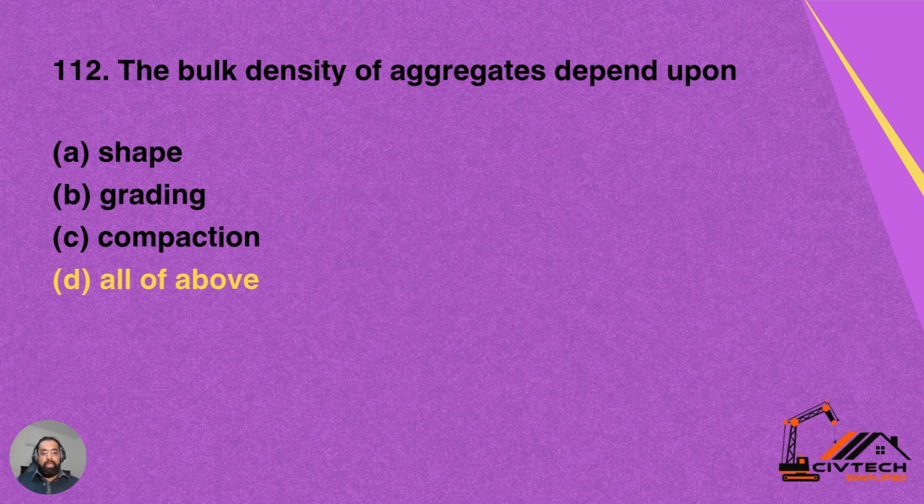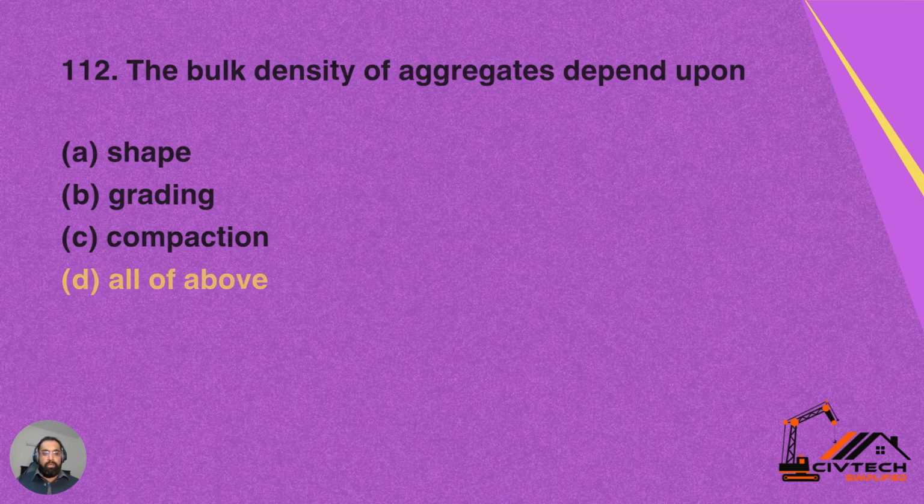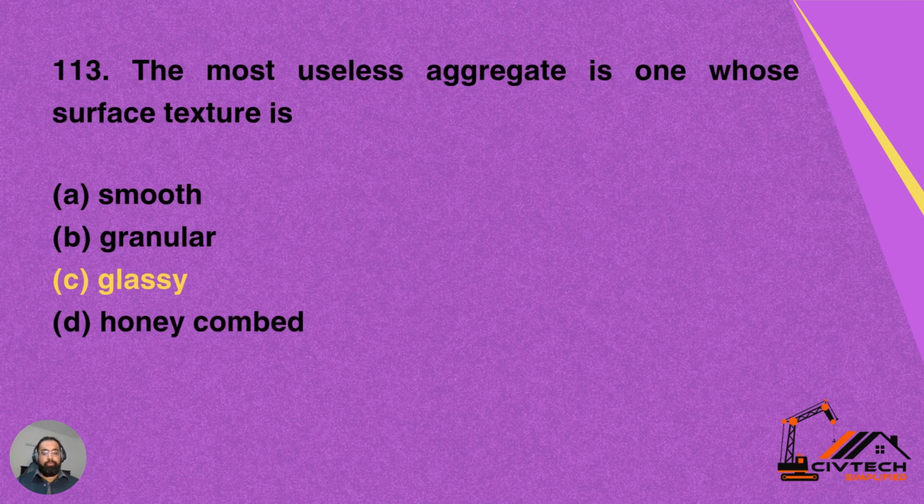Question number 112. The bulk density of aggregates depends upon option A, shape, option B, grading, option C, compaction, option D, all of the above. The bulk density of aggregates depends upon all these options, shape, grading, as well as compaction. So option D is the correct answer.